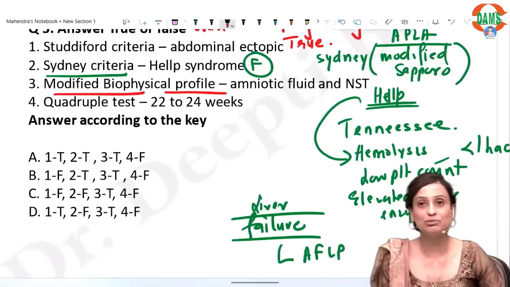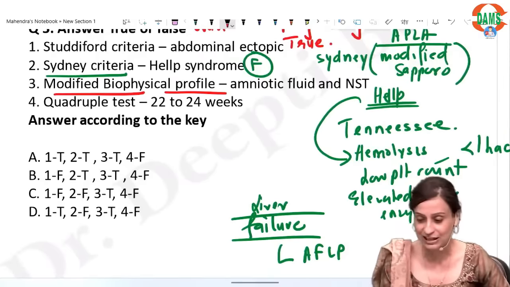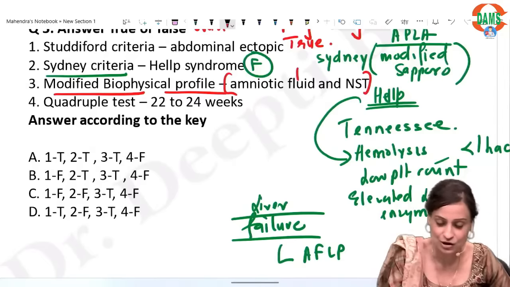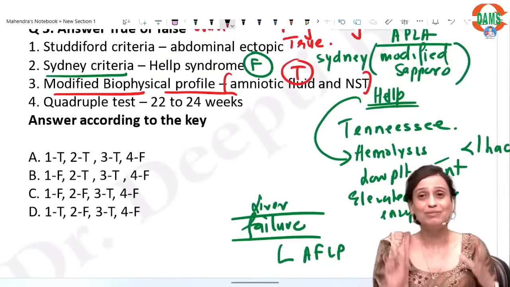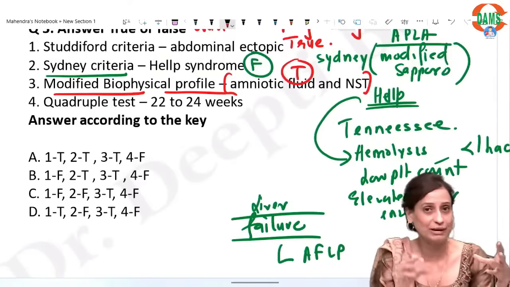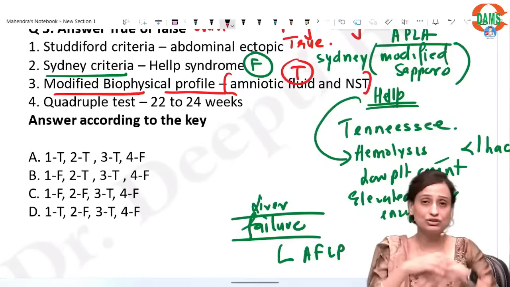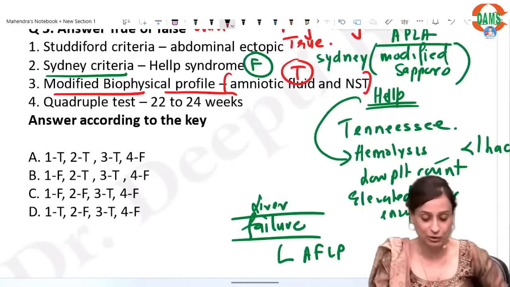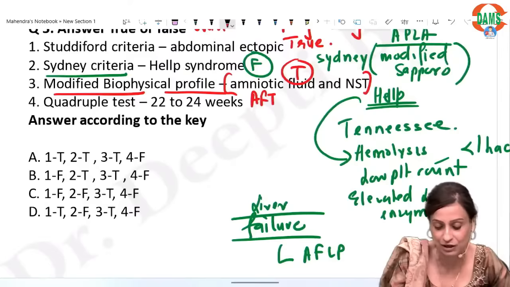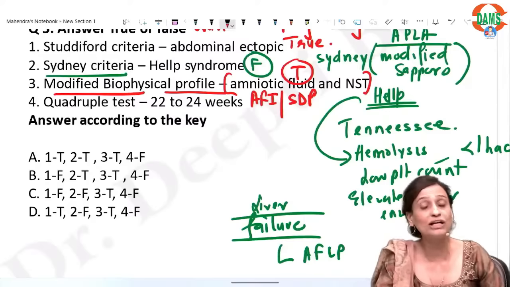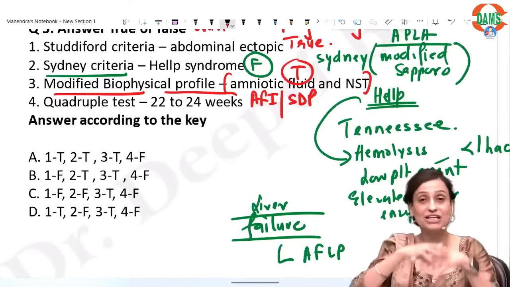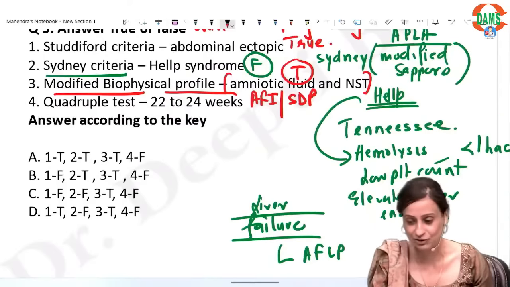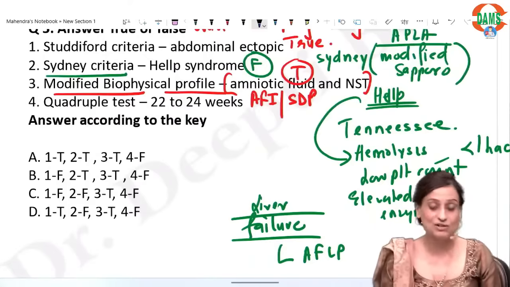Modified biophysical profile. Does it include amniotic fluid and NST? Yes, this is a true statement. It includes amniotic fluid and NST. And please remember here, when you're going to look for amniotic fluid, we have to count the total amount of amniotic fluid, which we can do with amniotic fluid index or with single deepest pocket or deep vertical pocket. Any criteria can be used, but we have to see the total amount of amniotic fluid. Okay, perfect. Let's move on to the last one.